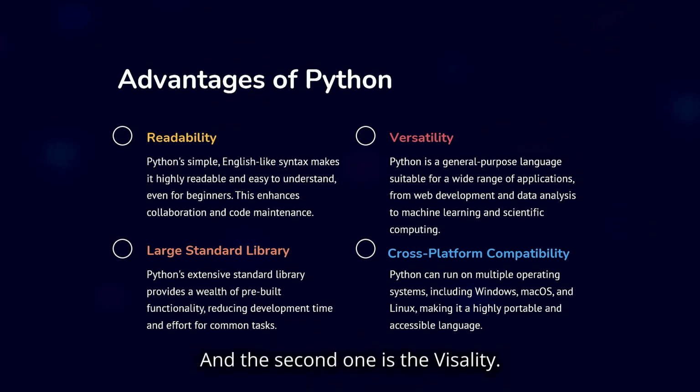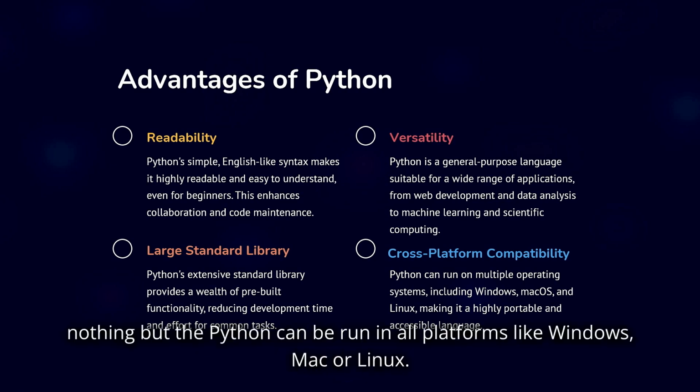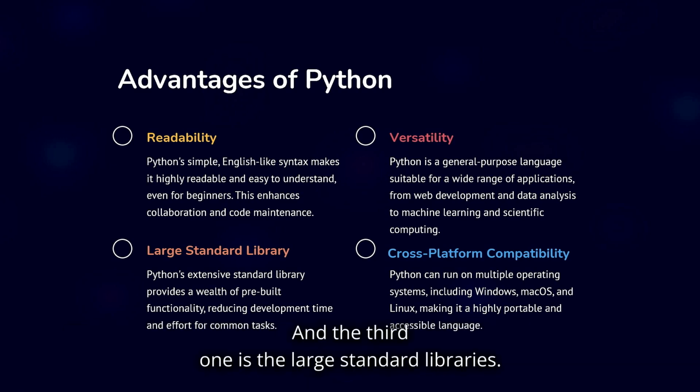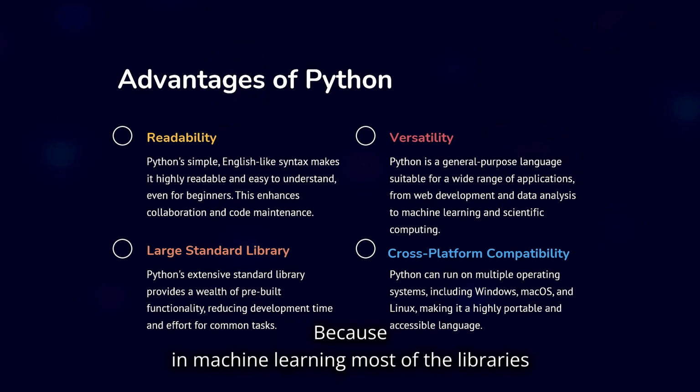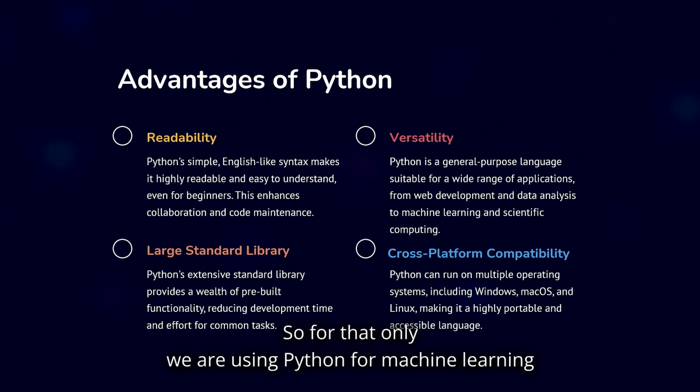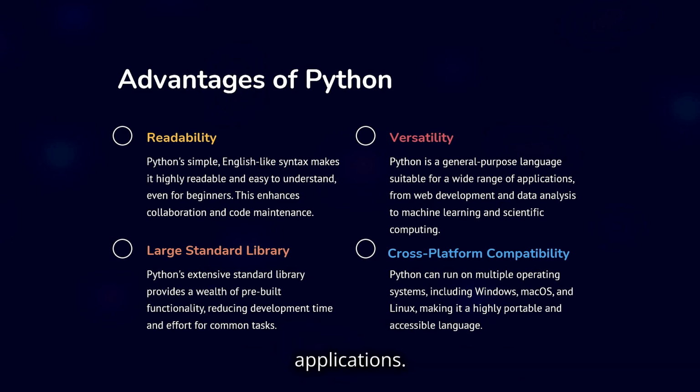And the second one is versatility. Versatility is nothing but that Python can be run on all platforms like Windows, Mac or Linux. So that's the versatility. And the third one is the large standard libraries, because in machine learning most of the libraries are present in the Python language. So for that reason we are using Python for machine learning applications.